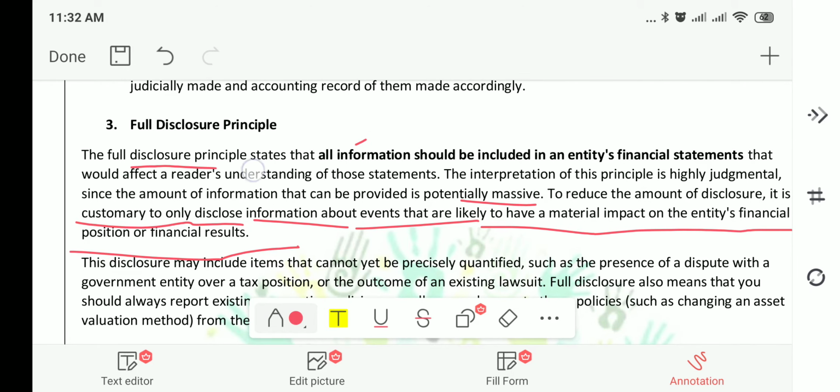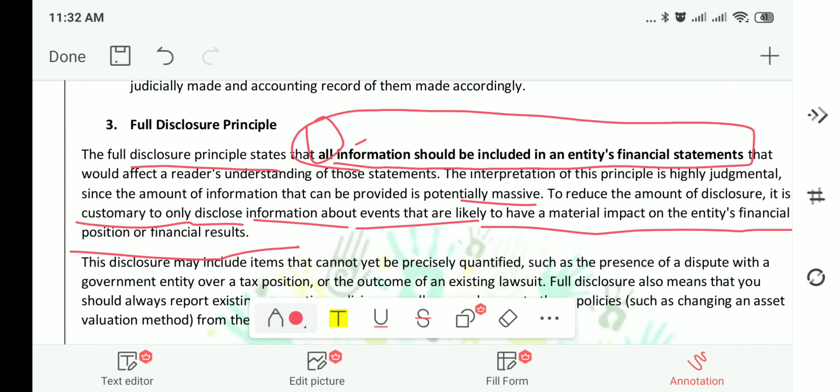Thus, full disclosure principle is nothing but all information should be included in an entity's financial statement. Just remember this simple sentence, that all, that is each and every piece of information, should be included in an entity's financial statement which will be useful or which will have an impact on the decision makers.